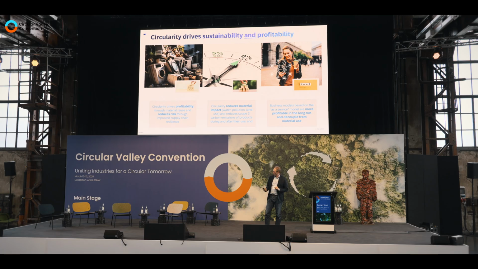And that knowledge isn't always there. Okay, let me park that thought. Let's look at the economics. So, circularity, I believe, drives sustainability generally and profitability.